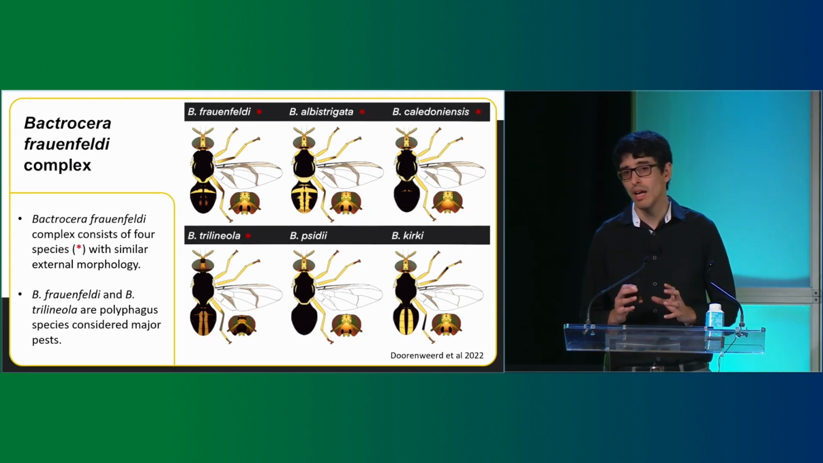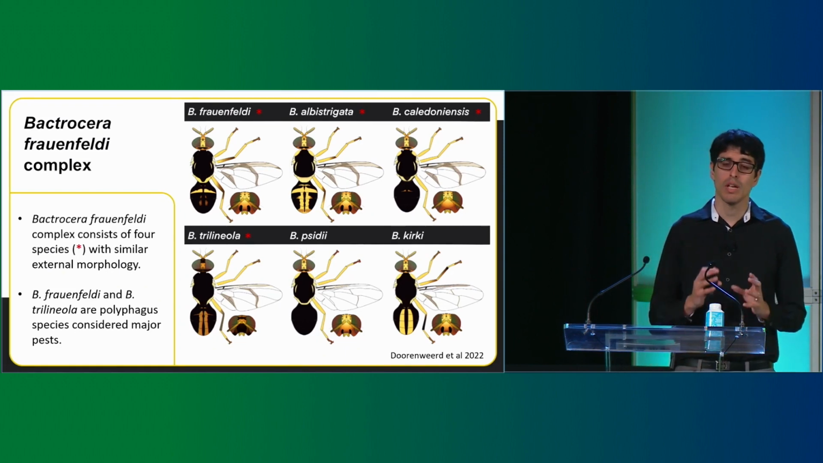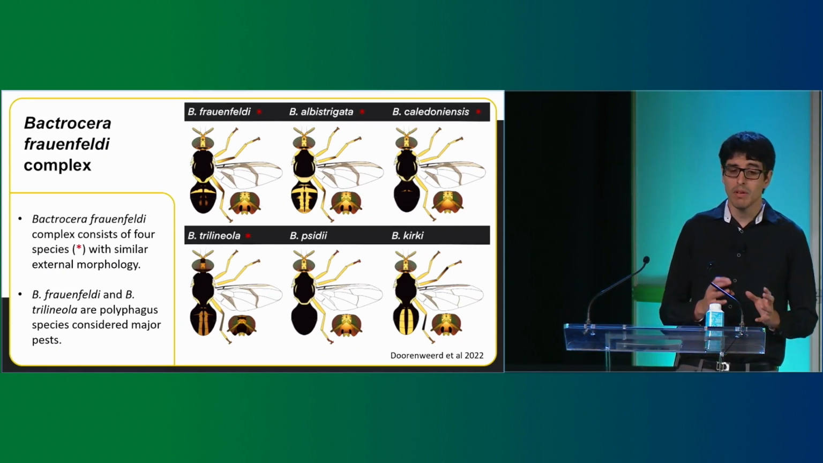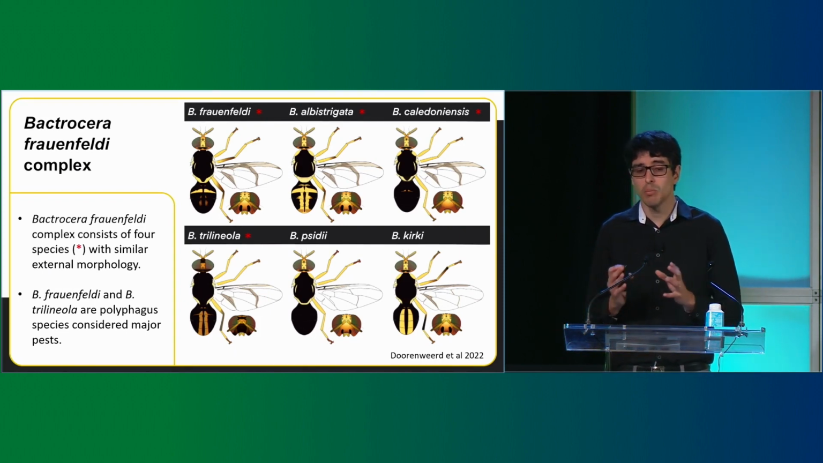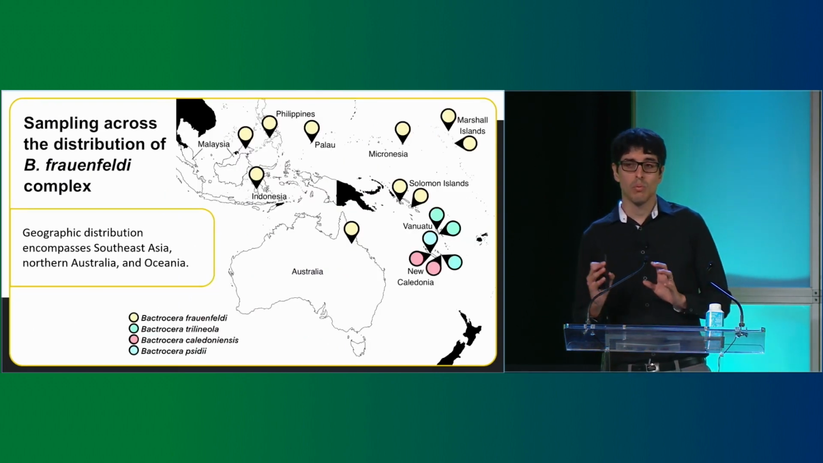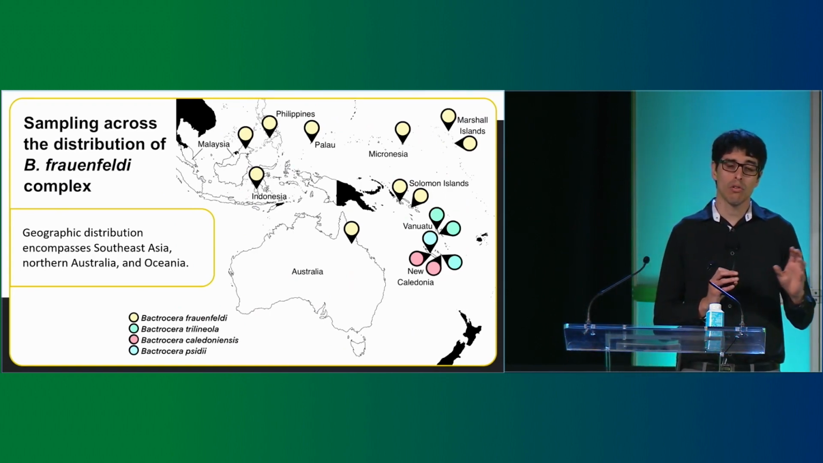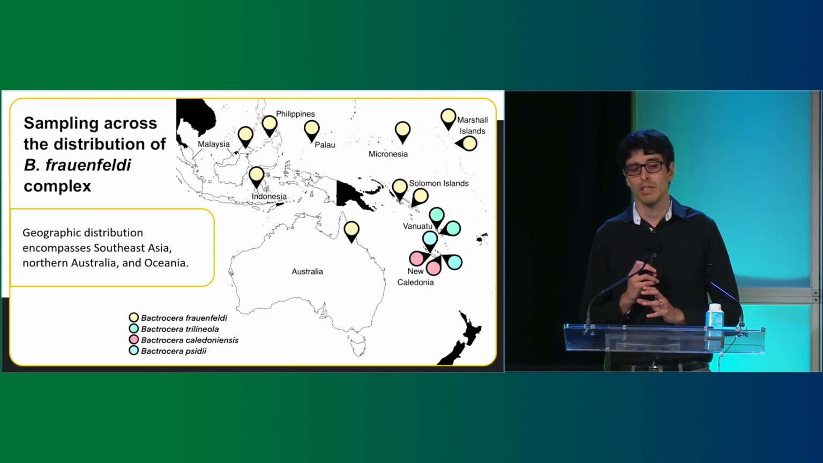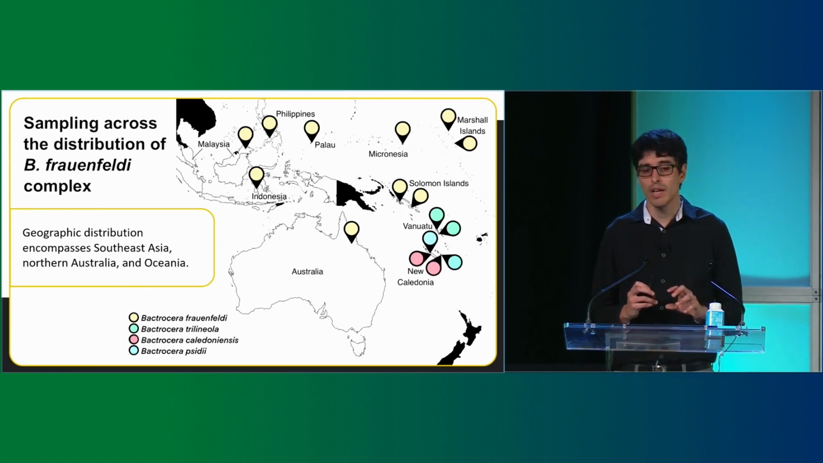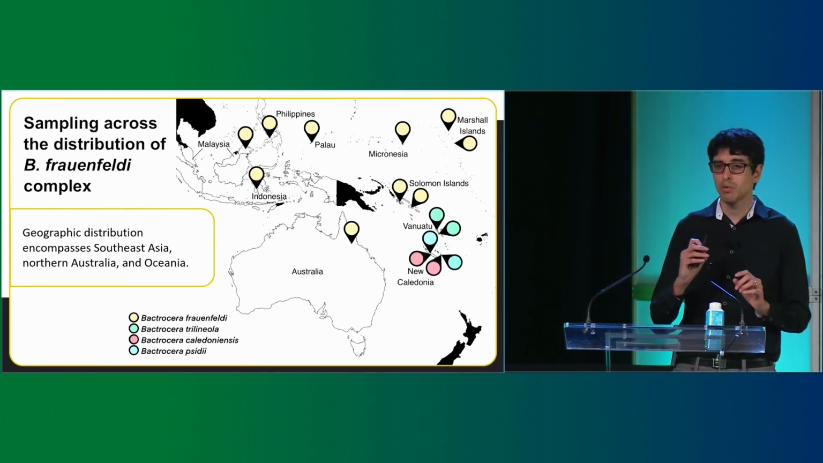Just to give an idea of the taxonomic problems that occur in these complexes. We also include other closely related species. As you can see, even the species that are closely related, not part of the complex, are morphologically very similar. So we sampled across the distribution of this species from Southeast Asia and Oceania, Australia, and you can see that we have samples even from islands.